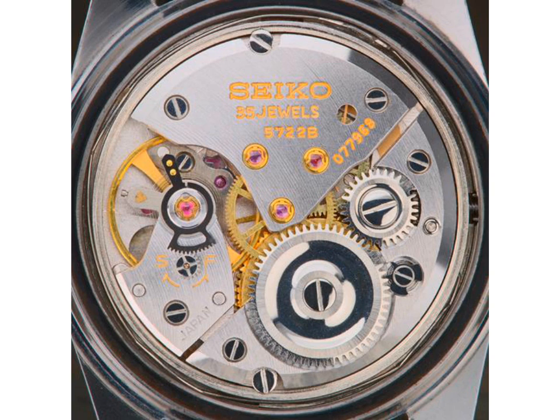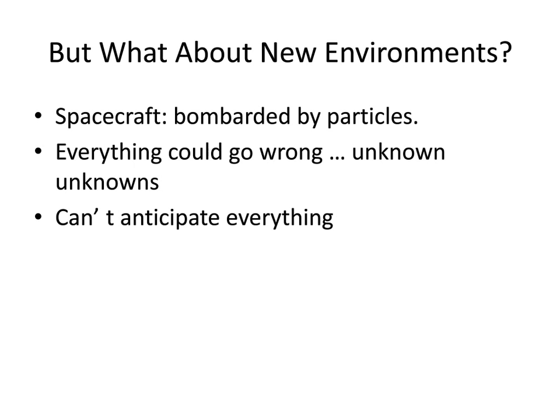But now, what about new environments? What about spacecraft? Spacecraft are bombarded by particles. Everything could go wrong. To quote Don Rumsfeld, whether he's famous or infamous, there are known unknowns, there are unknown unknowns. Who knows? Maybe there are aliens messing with your spacecraft. So you don't even know what could go wrong. It's completely the opposite environment from the Seiko watch. So you can't anticipate everything, and you have to be prepared to adapt.